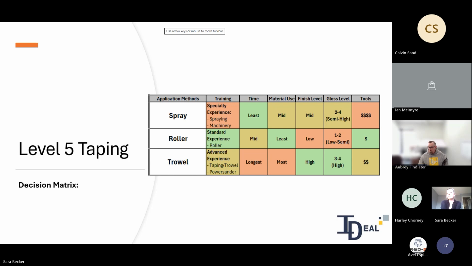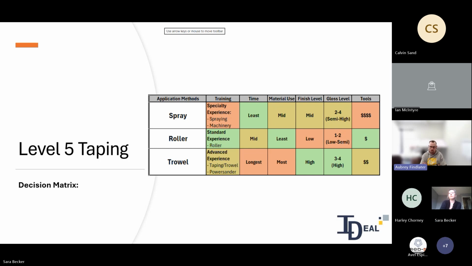And cost wise for the tools, well, the roller and trowel is pretty cheap compared to the $10,000 spray machine there. And then the troweling, you definitely need to have somebody that knows how to use the trowel knives properly. And we got the power sander in there too. That's another one. If you go crazy with that sander, you just wreck everything you've done.